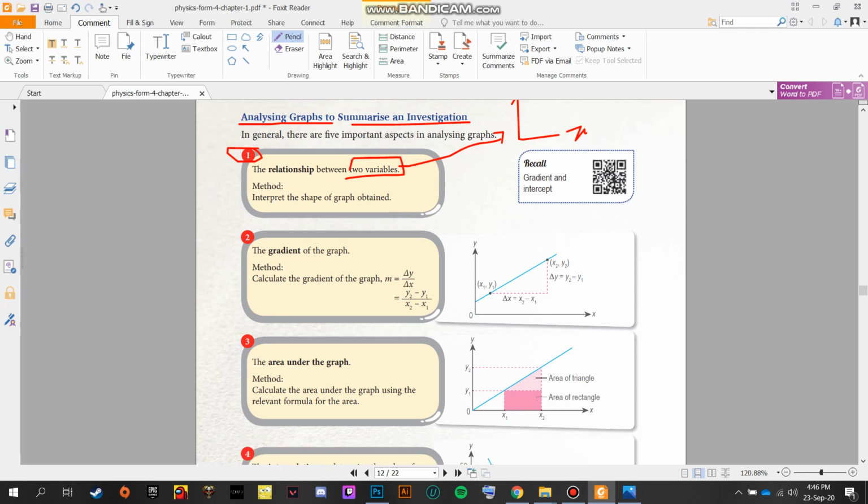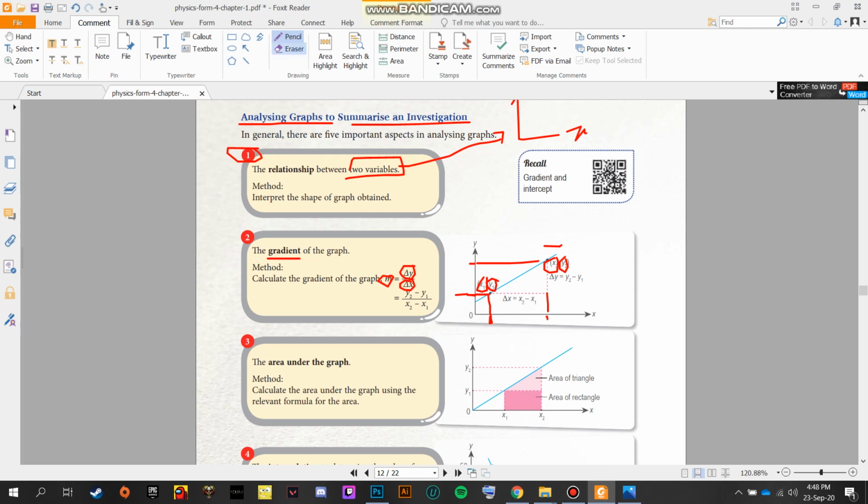Number one, or I should say the second part, is the gradient of the graph, where we find the gradient is equals to the change of y over the change of x. Now the change of y is y2 minus y1, which we can see from the graph over here. So the y2 is this point coordinate right here, so you can take the value here, and x2 is the coordinate over here, so you can take the value here. Y1 is the coordinates over here, and x1 is right over here. So you just take the coordinates, then you put it in the equation, y2 minus y1 over x2 minus x1, and you can get the gradient.